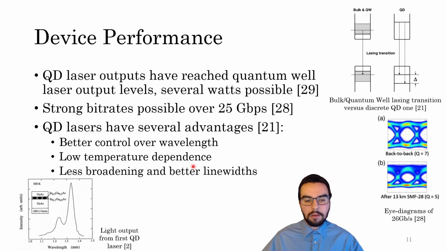Now, the lower temperature dependence is very useful and is due to the lasing transitions being much more discrete than in bulk semiconductors. And this leads to much better usage in telecommunications and other aspects. There's also less broadening and better line widths with quantum dots because of the reasons covered earlier.